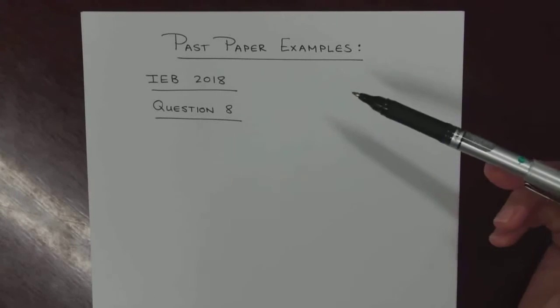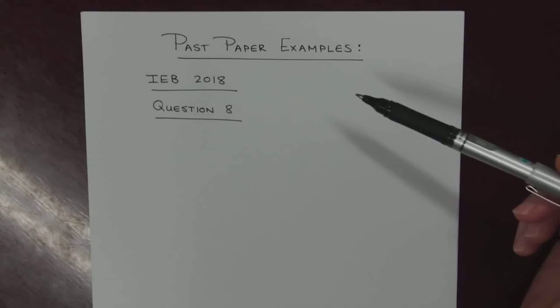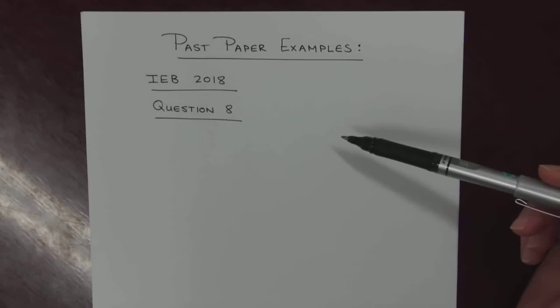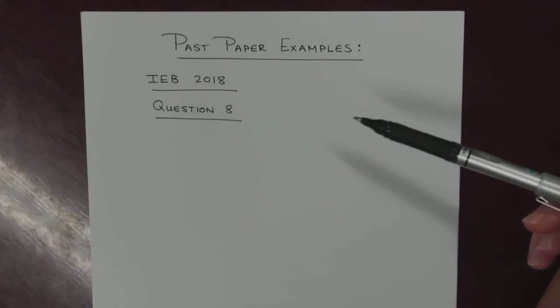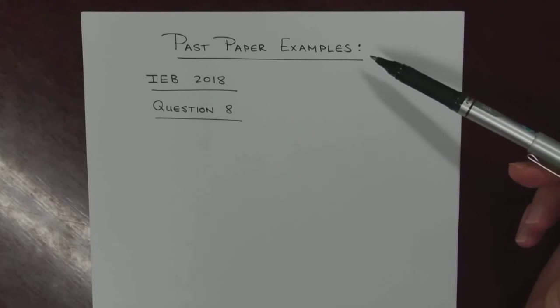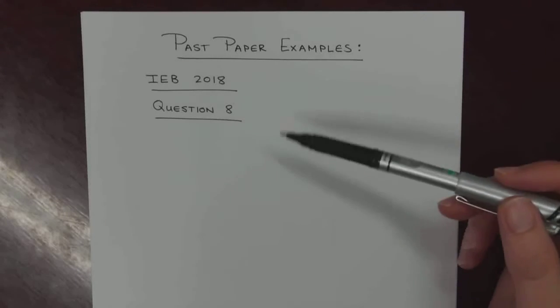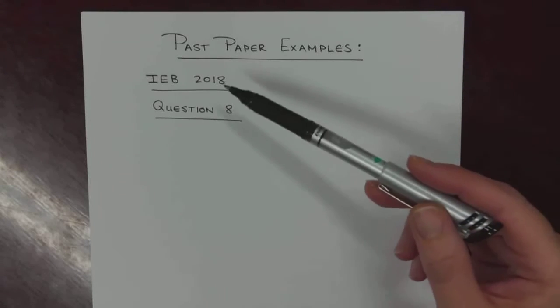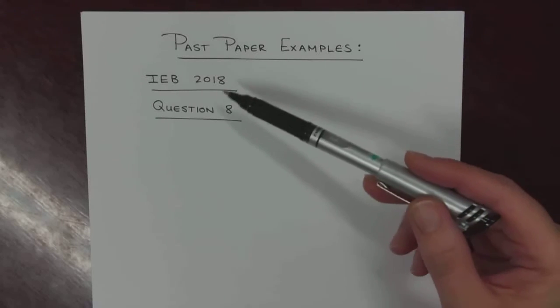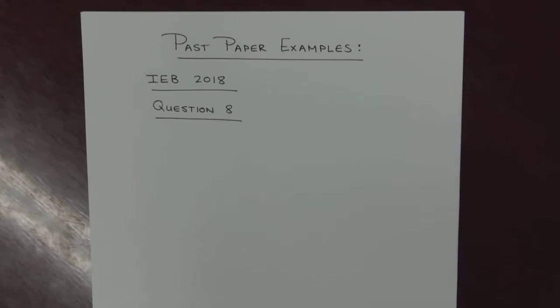Hello grade 12s. Now in this particular video we are still dealing with optimization, so we're still dealing with maximum and minimum word sums, but we're going to look at some past paper examples. So in the first example we're going to look at the IB 2018 question 8. So IB 2018 question 8.